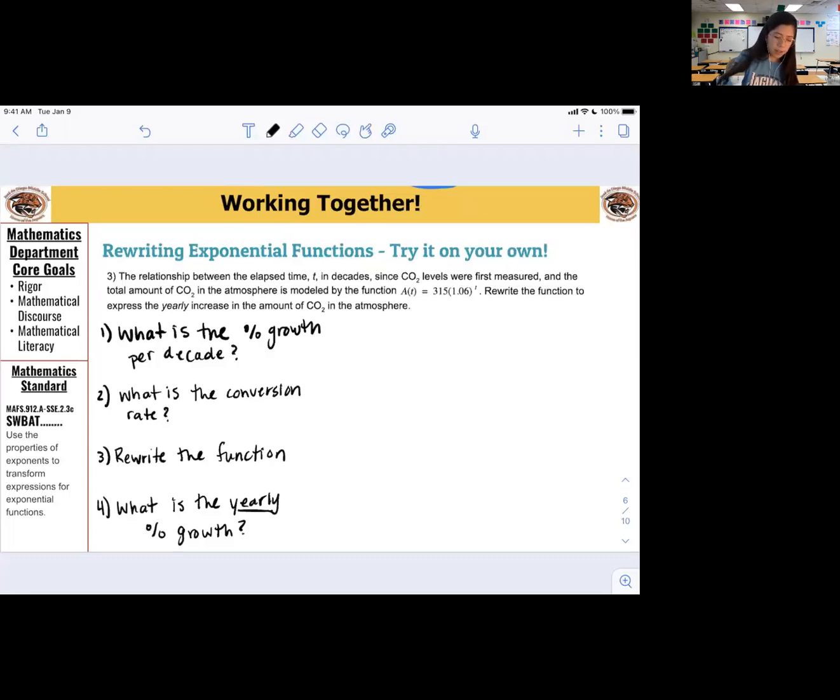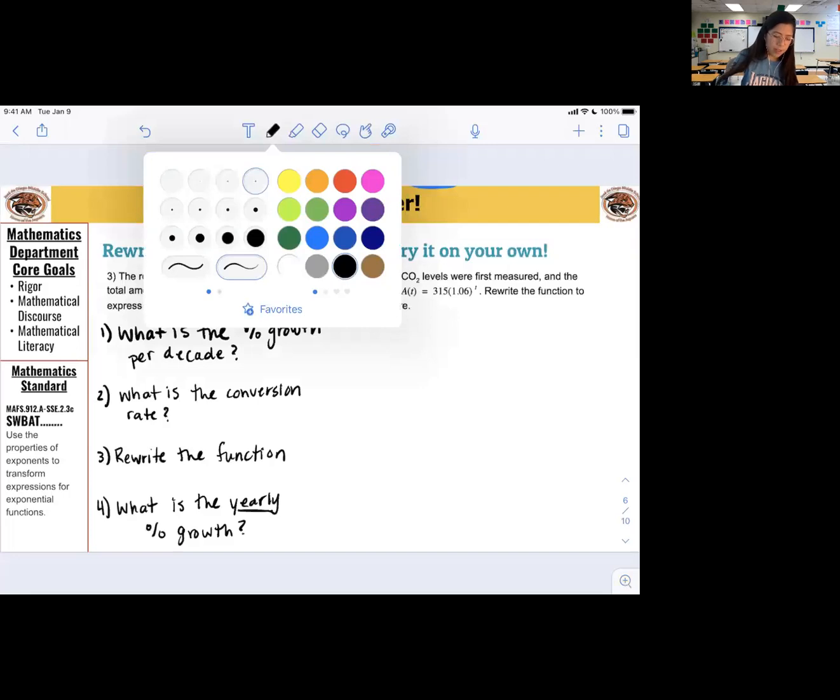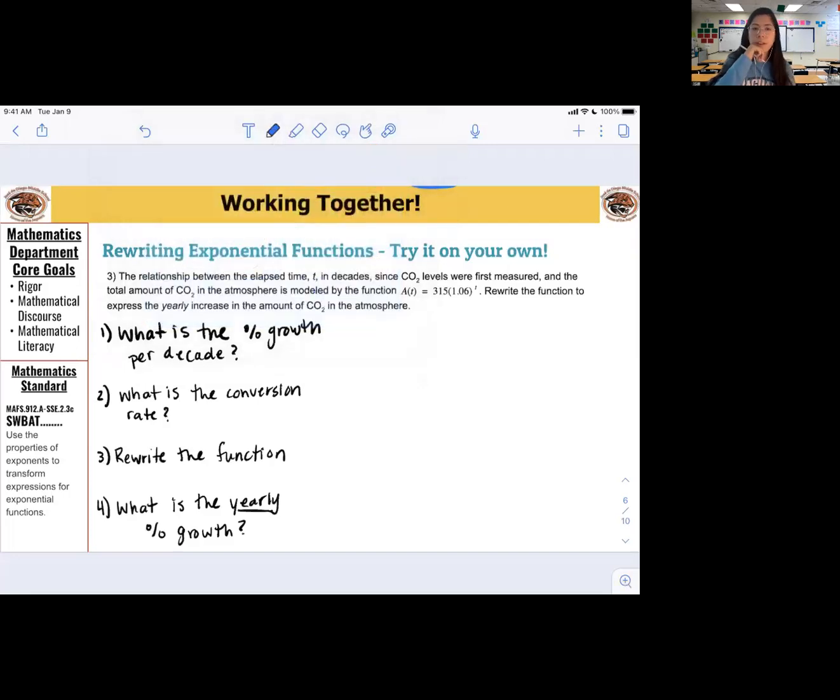So what is the percent growth of CO2 levels per decade? 6%. Beautiful. Now we got that from the original function. 1.06, separate it out. We get 1 plus 0.06, so that becomes 6%. Any questions on number 1?